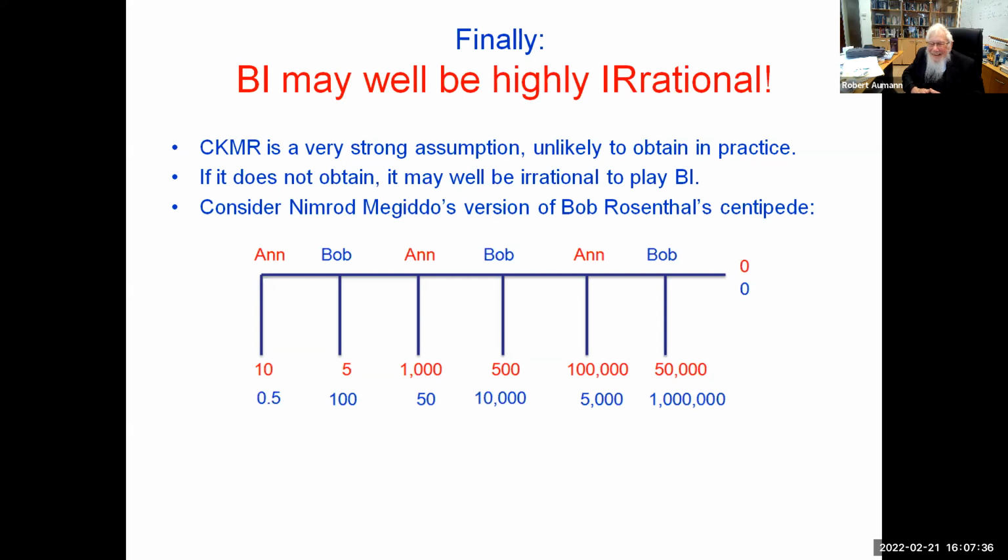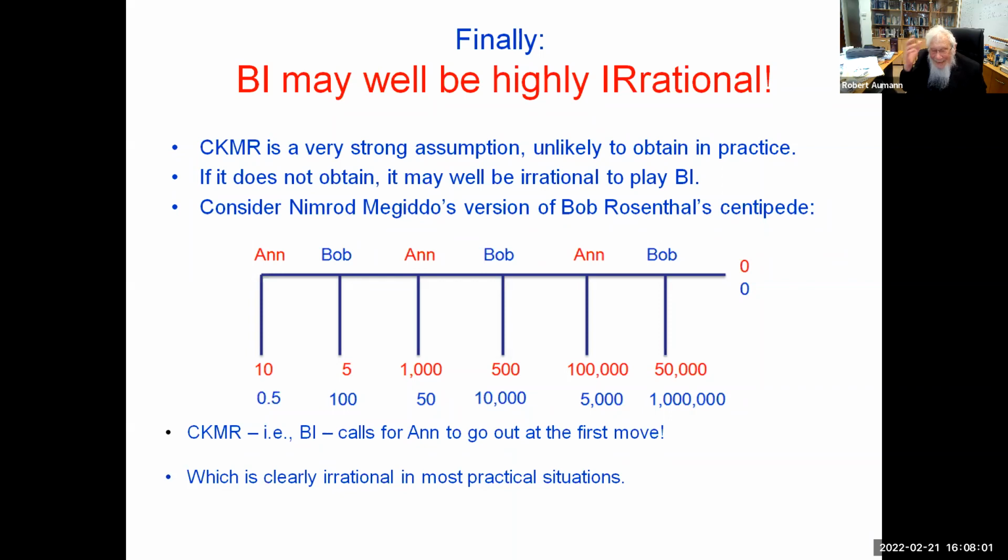It's a rational Anne and a rational Bob. They'll stay in for quite a while, but for how long, we don't know. Common knowledge of rationality implies that backward induction calls for Anne to go out at the first move, which is clearly irrational in most practical situations.